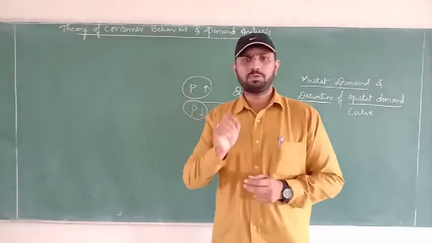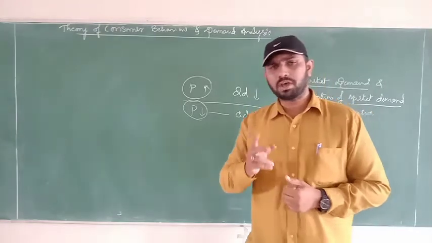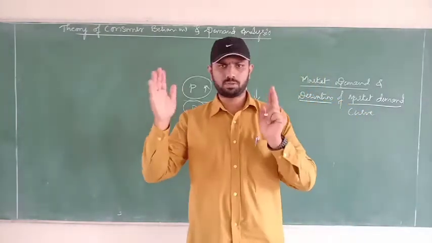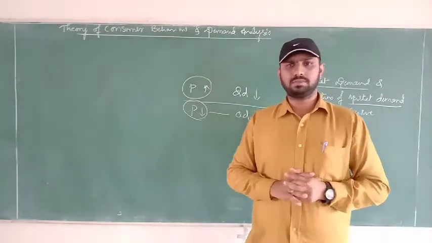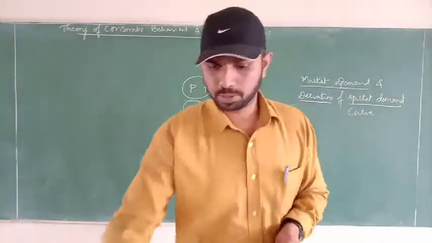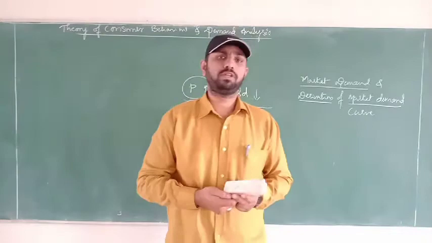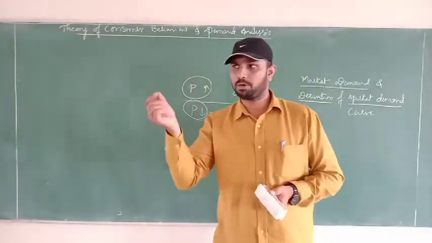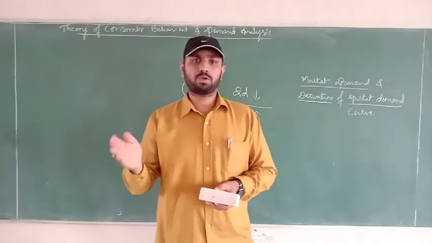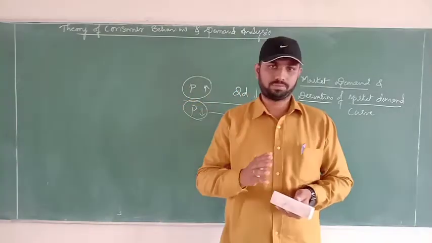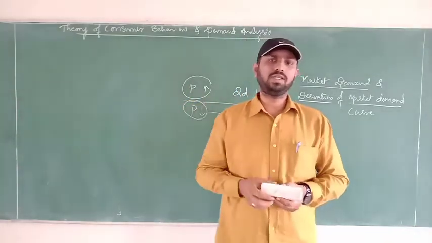For that, you need to understand two ways of analysis. The first one is called the schedule, and the next one is the market demand curve. For that, we go by addition of the individual curves in a horizontal way, and that gives the market demand curve. That is also called horizontal summation.